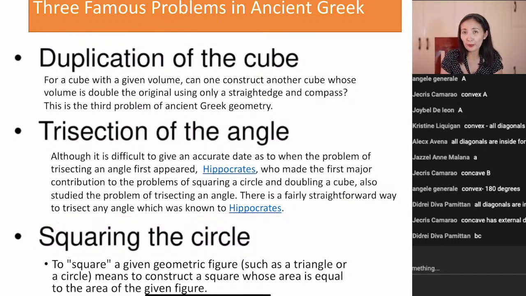And the third famous problem is squaring a circle. What do we mean by squaring a circle? What is this problem all about? To square means, given a geometric figure such as a triangle or circle, construct a square whose area is equal to the area of the given figure. So that is the meaning of squaring a circle.